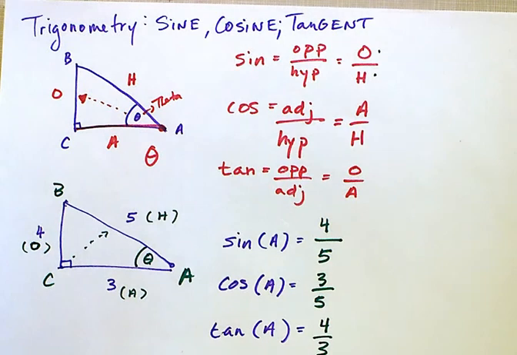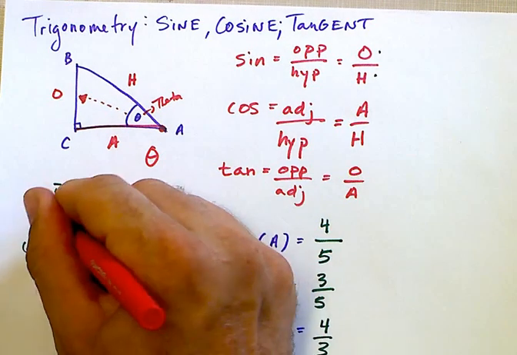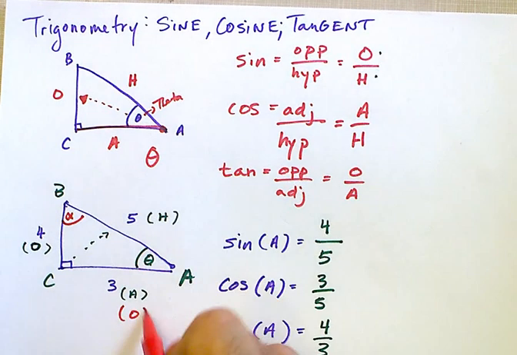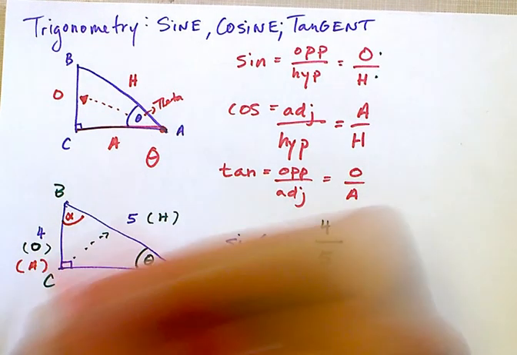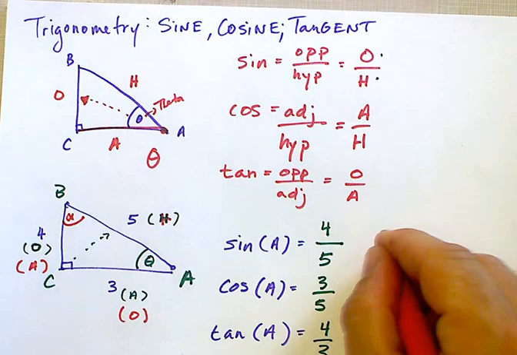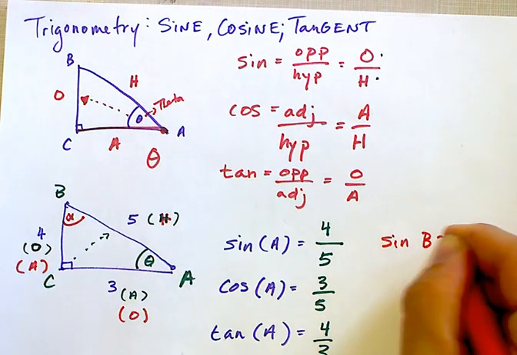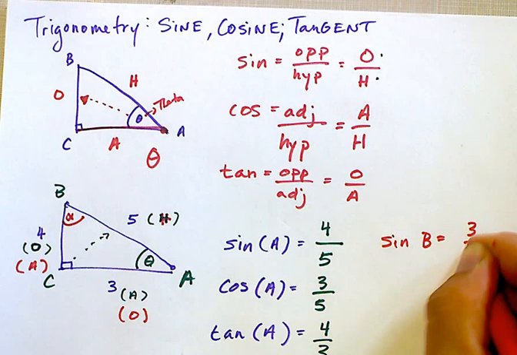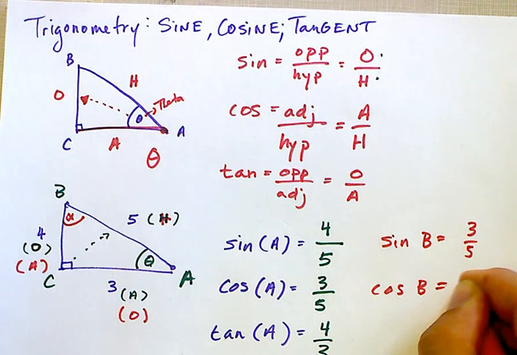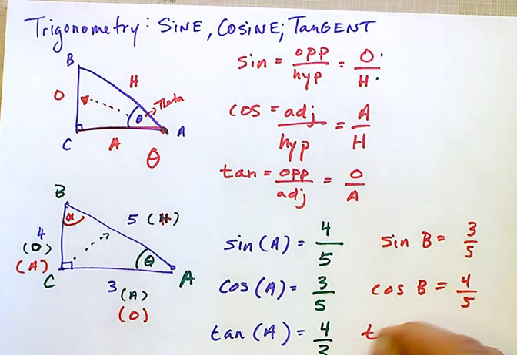Now if I'm looking at a different angle, maybe I'm looking over here, your ratios would change because this would become your opposite, this would be your adjacent, and this would remain your hypotenuse. So you could say sine of B would now be 3 over 5, cosine of B, which would be 4 over 5, and tan of B, which would be 3 over 4. And if you see, it's an inverse here.